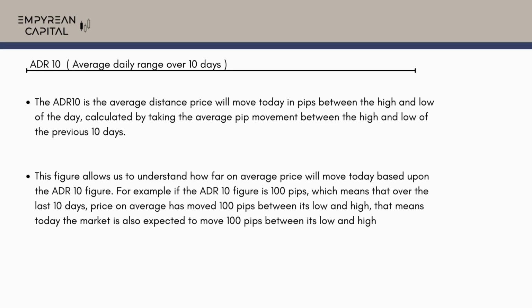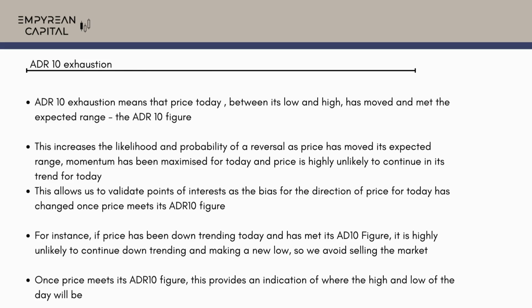And this figure allows us to understand how far on average price will move today based upon the ADR10 figure. For instance, if the ADR10 figure is 100 pips, what this means is that over the last 10 days, price on average has moved 100 pips between its high and its low, right? And this means that today the market is also expected to move 100 pips between its high and the low, right? So let's have a look at the ADR10 exhaustion.